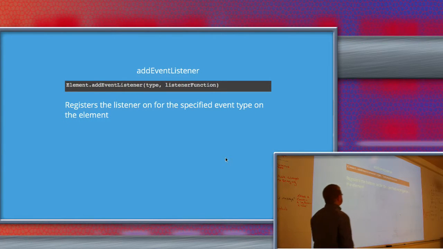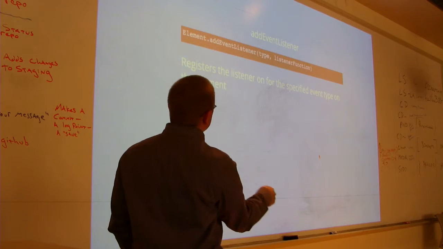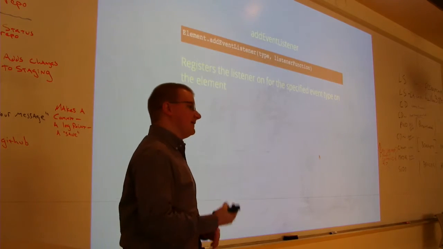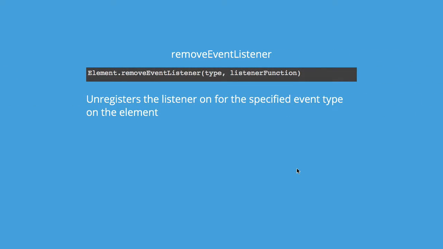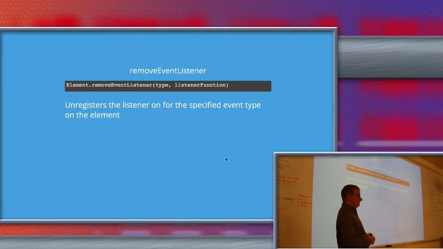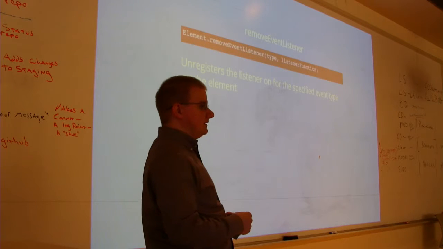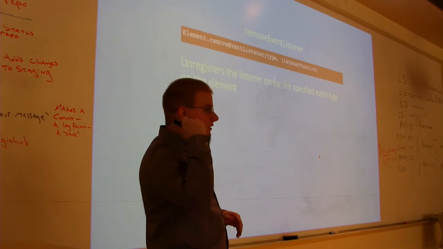Add event listener registers an event listener for the specified event type, which is a string, that's the first argument, on the element. And then the second argument is the listener function, the callback function, that will be called when that event occurs. Conversely, we have remove event listener, which unregisters this listener on the specified event type. So we can remove these when we're done. And you were saying that if you have an event listener attached to some node and you get rid of that node, you also want to make sure you remove the event listener because that helps with memory performance. Exactly. Yeah, you always want to get rid of an event listener after you get rid of a node, or you no longer need it.